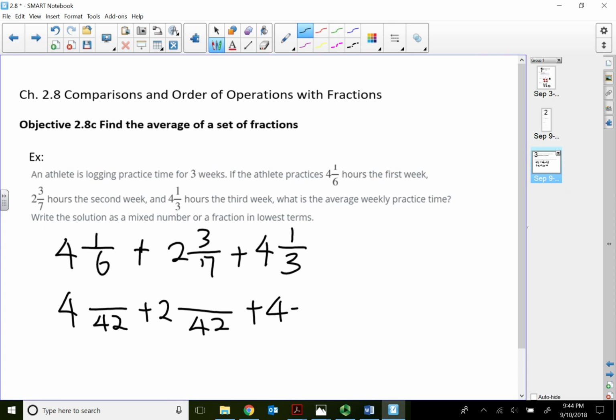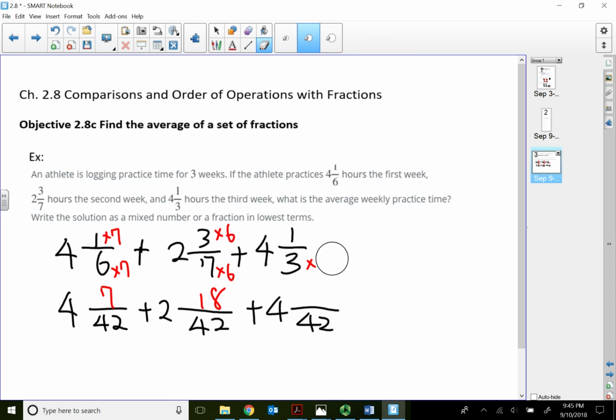So now let's find the equivalent fractions. For 6 to become the new 42, multiply by 7, so the numerator times 7 is 7. 7 going into 42, 6 times, so the numerator times 6 is 18. 3 going into 42, 14 times, excuse me. So my numerator times 14, which is 1 times 14, is 14.